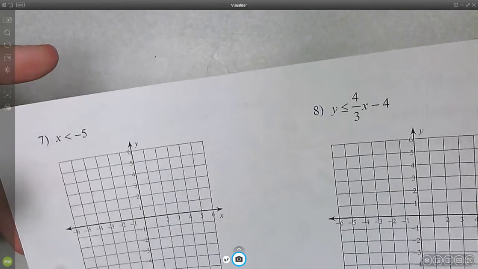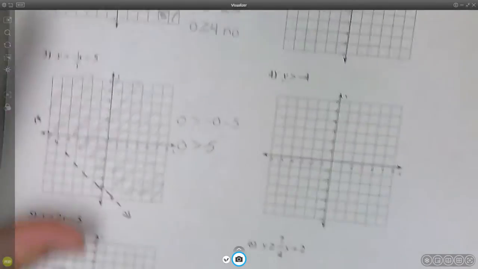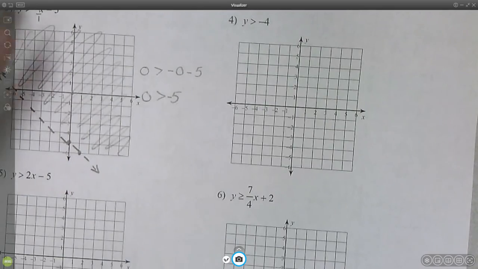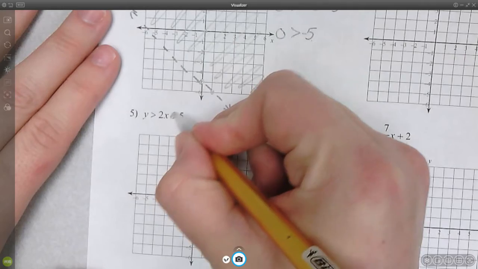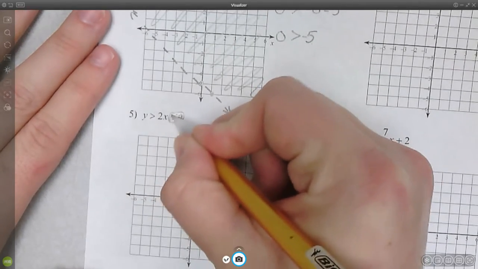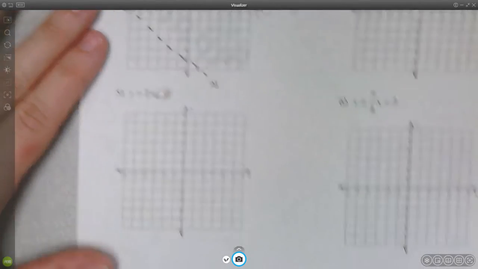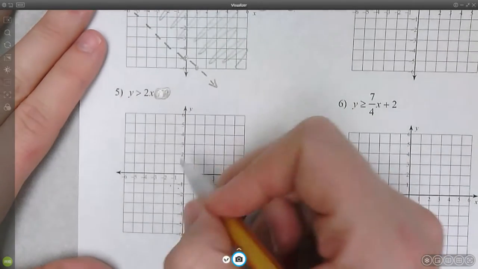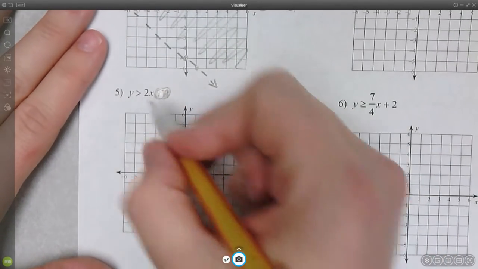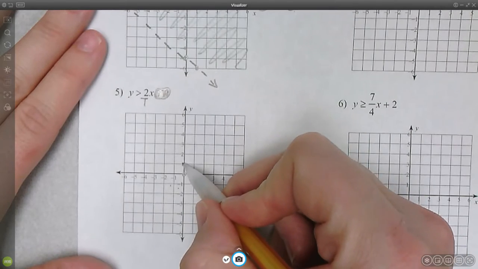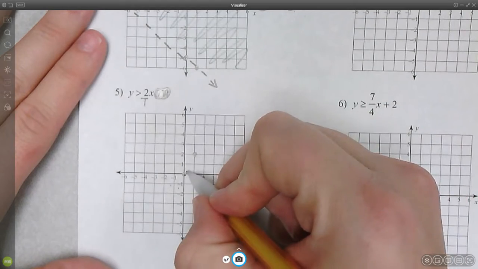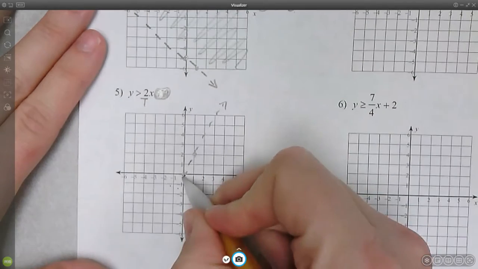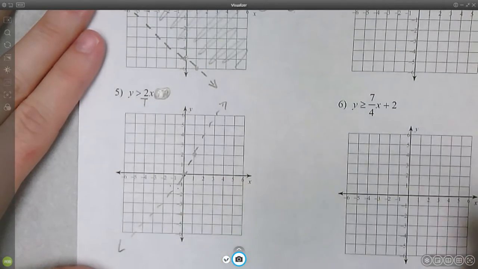Let's do, let's see, I'm going to make one up. Okay, so let's do this one, but instead of having this -5 here, I'm going to pretend that's not there. When you graph this line, your y-intercept is 0, and our slope is 2/1, so I'm going to go up 2, right 1. There's no equal sign, so that means I have a dashed line. That is not a straight line at all.